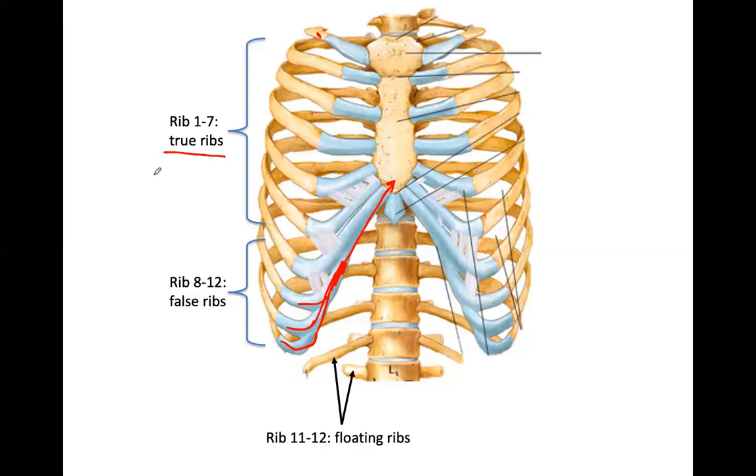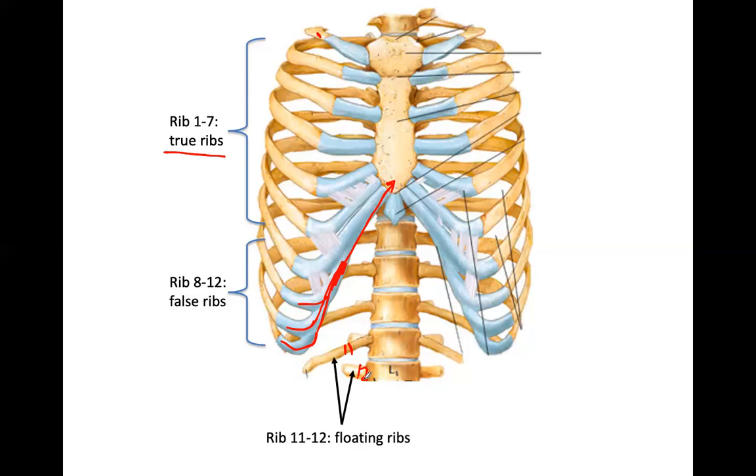Interestingly, your last two pairs of ribs, which are numbers 11 and 12, don't even have the cartilage, they don't come around your rib cage, and they're basically much smaller than your typical ribs. These are identified as floating ribs.